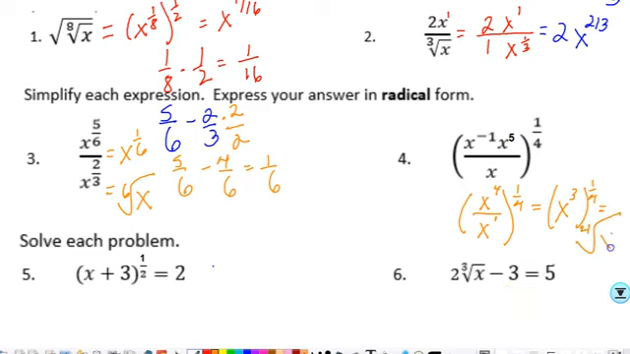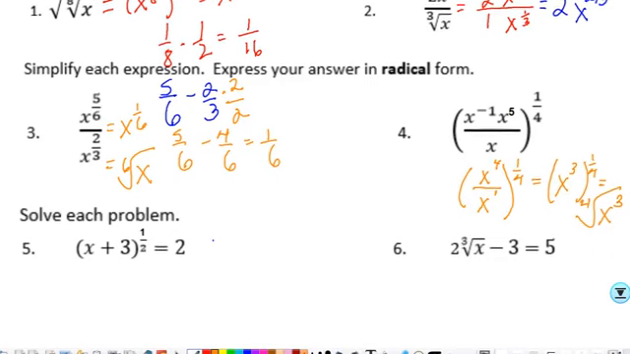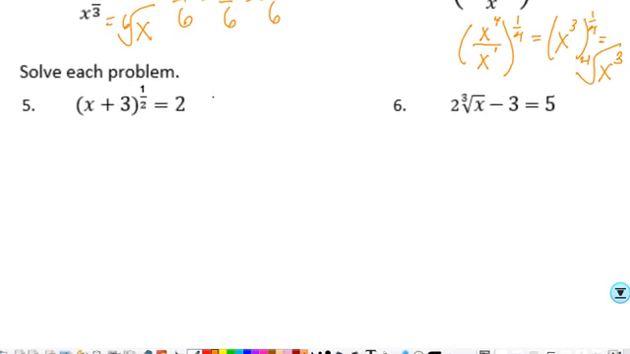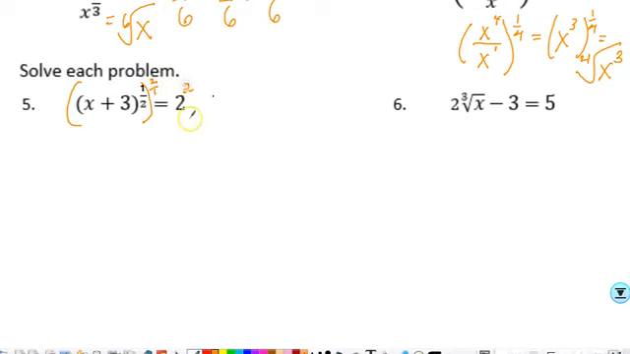4th power of x cubed. And lastly, for solving, to undo an exponent of 1/2, I'm going to square both sides, or 2 over 1. You could also think of this 1/2 as a square root, so you could start your problem by rewriting it like this, and then do that first step.